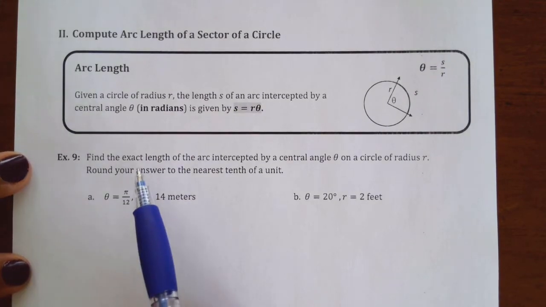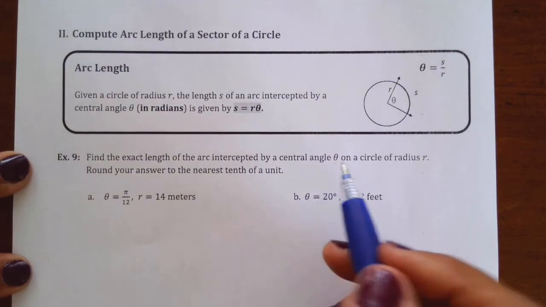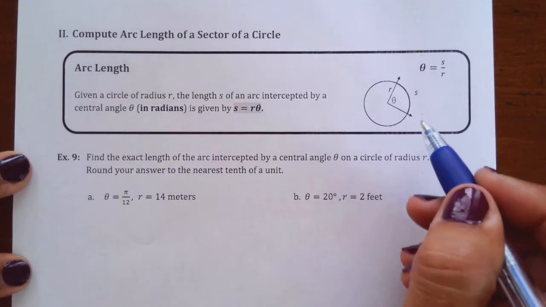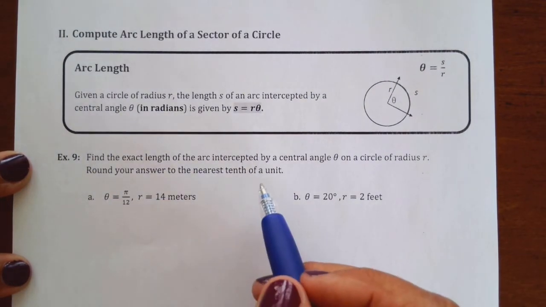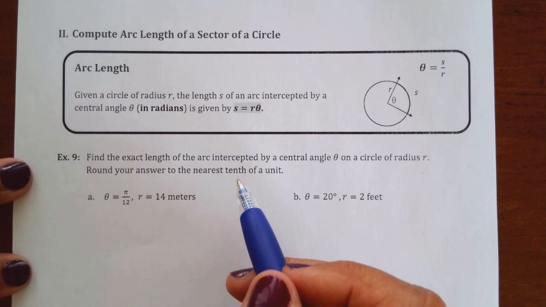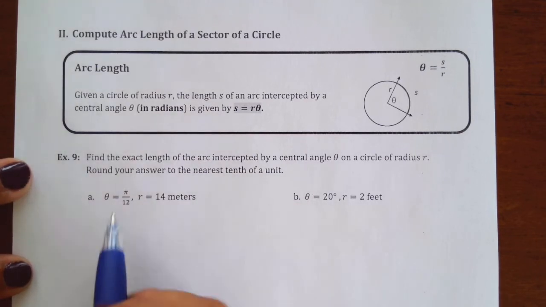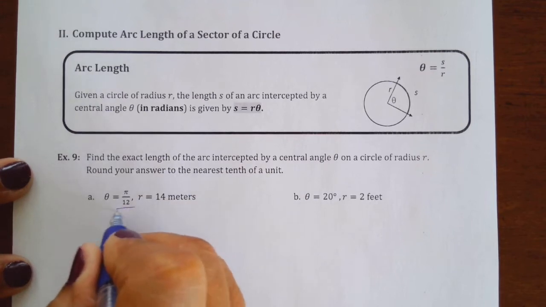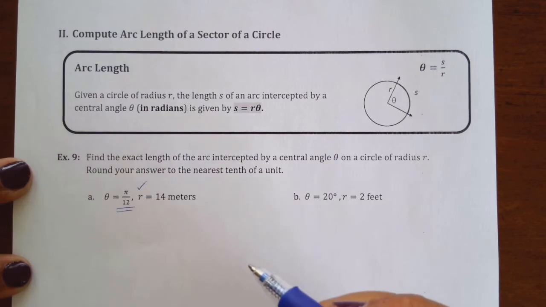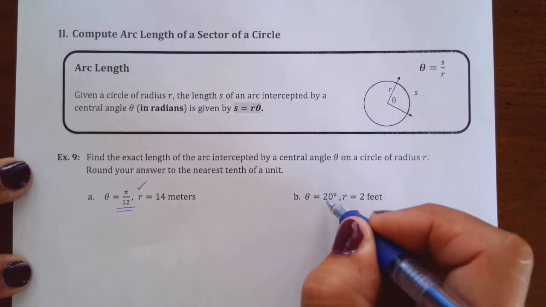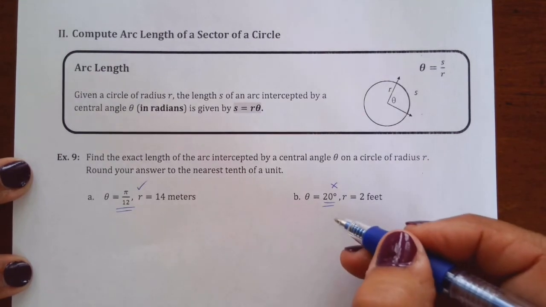All right, so example 9 says, find the exact length of the arc intercepted by the central angle. Okay, so that's an arc length problem. It gives you the radius, and it tells you to round your answer to the nearest tenth. So this one, we're going to be putting pi in the calculator and getting a decimal answer. All right, so always pay attention to the angle they give you. So this one is in radians, so I'm going to put a check mark here. We're good to go. This one over here, they give you 20 degrees. That is not what we want to put in our formula, okay?